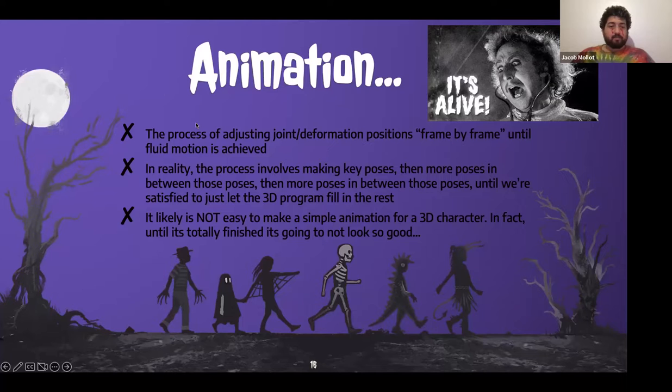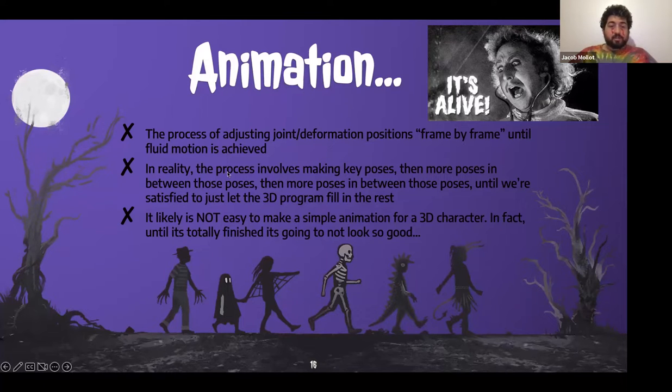Okay, and then last but not least, animation. It's alive. It is the process of adjusting joints and deformation positions, like your arm moves this way and then this way, and then it becomes fluid, and all of a sudden you're moving. That's the simplest way to put it.